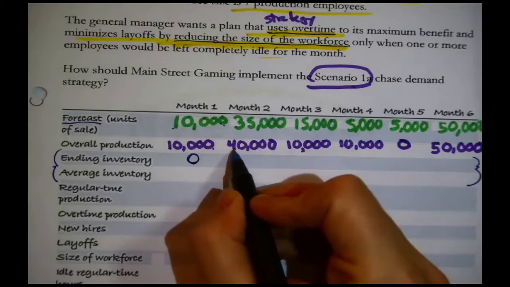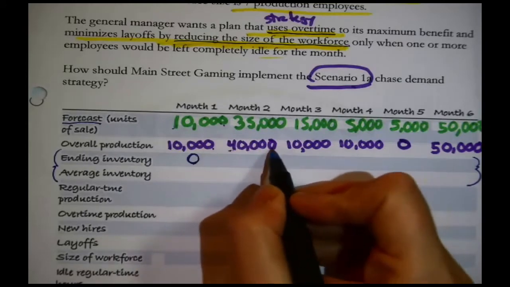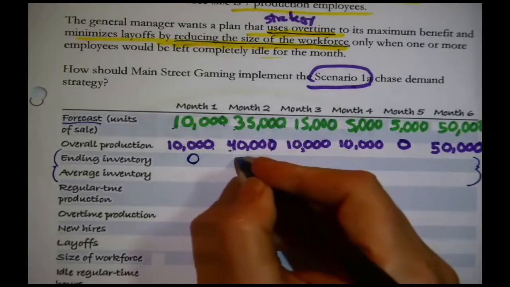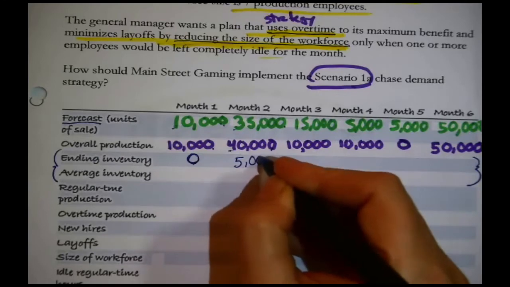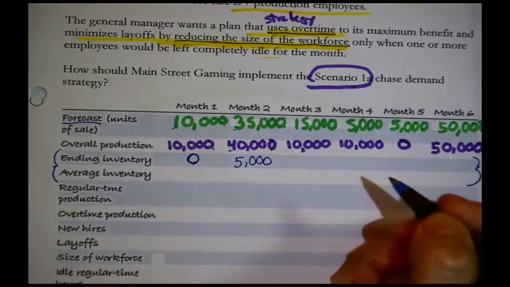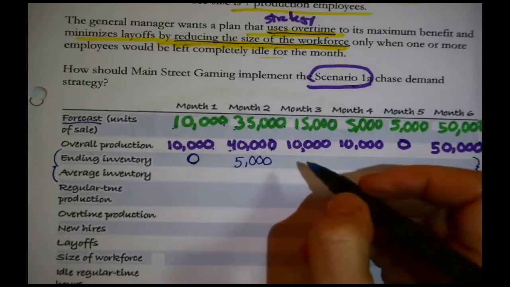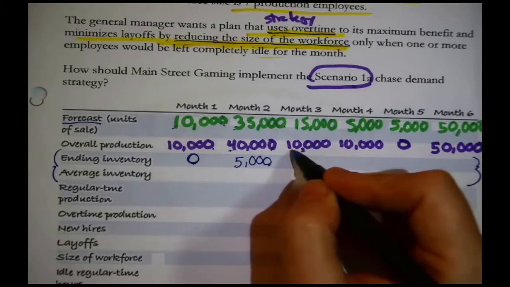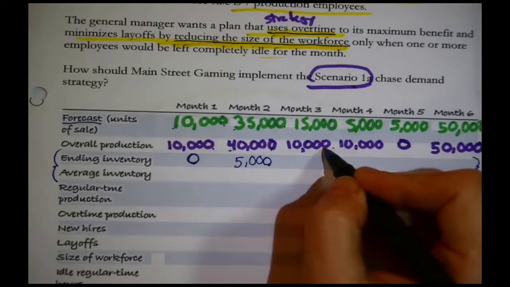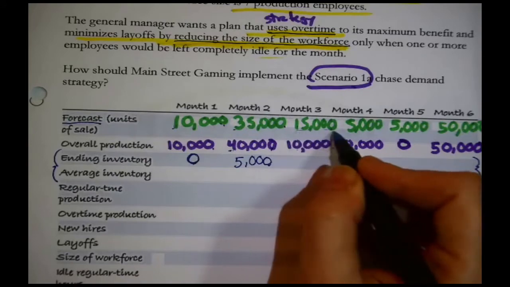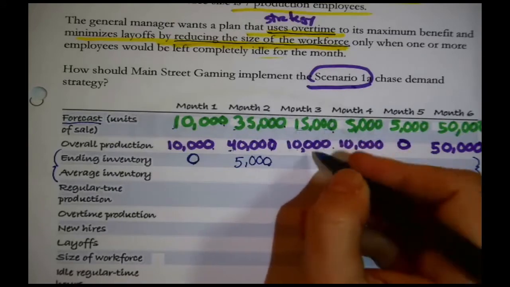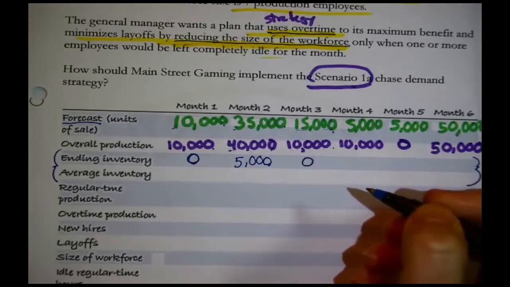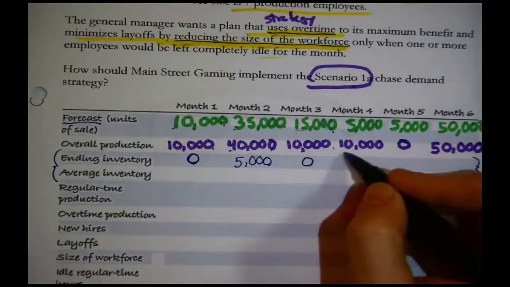Now, month 2, the plan is to make 40,000, but simultaneously, 35,000 of those are going to be shipped out. That means that by the end of that month, that's why it's called ending inventory, there'll be 5,000 units of sale left in inventory. Now those 5,000 we'll take with us into the 3rd month. We'll produce another 10,000, so that's a total of 15,000 available, which is good because we need to ship 15,000 at the end of the 3rd month. That means that we've got nothing left in inventory going into the 4th month.